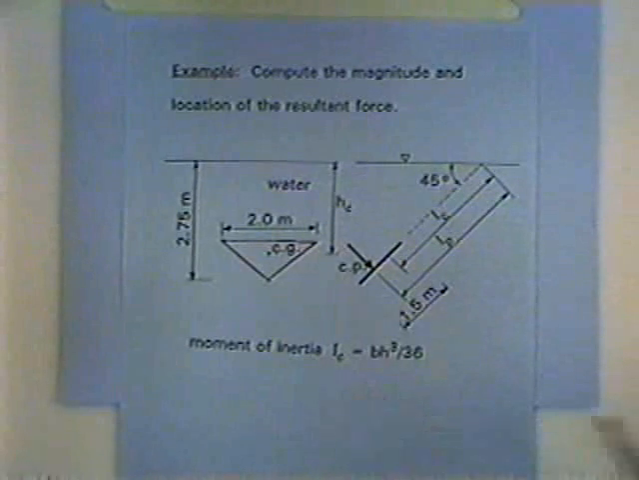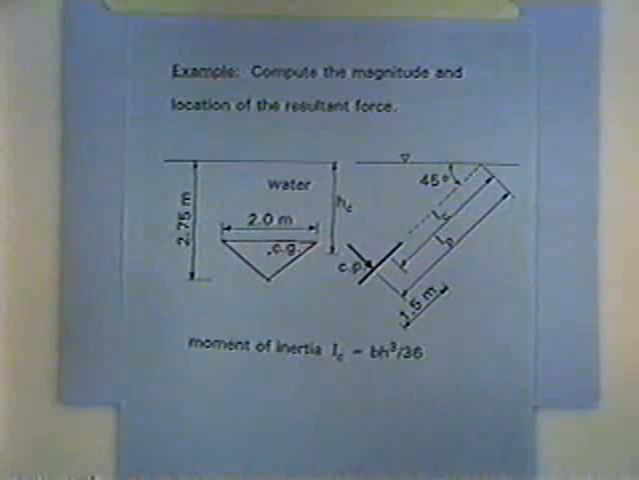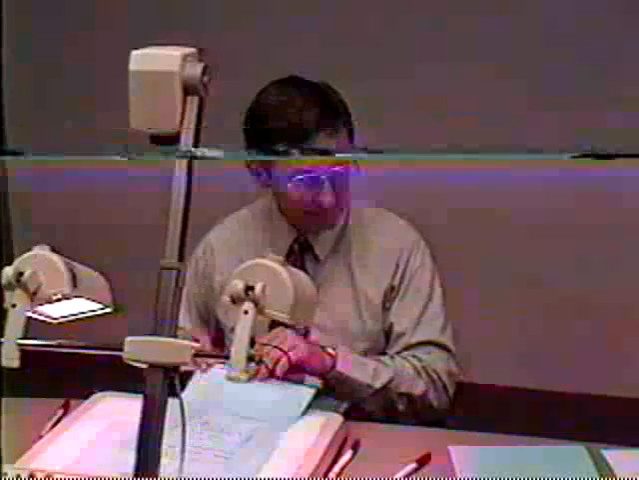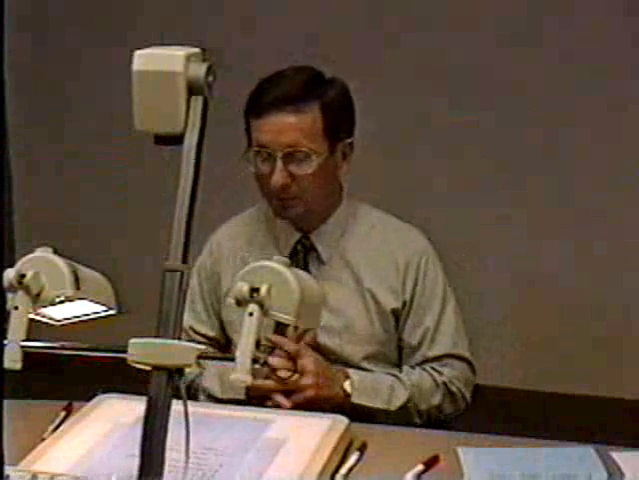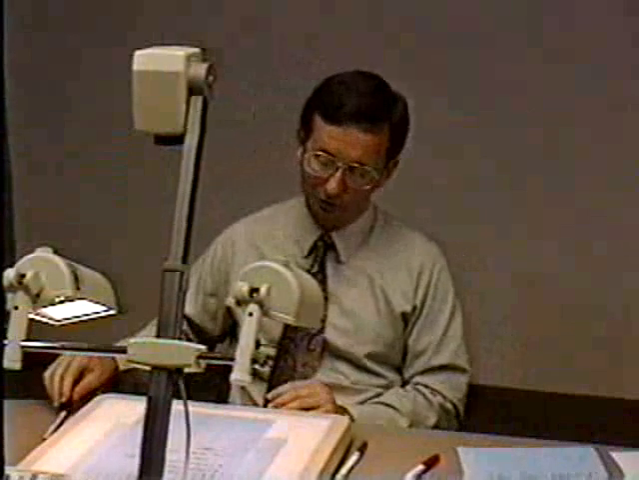Okay, moment of inertia is given here, and you can look at the tables in the different references for the moment of inertia for different types of shapes. For a triangle, it's given here as b h cubed over 36. And so we're basically dealing with a plug-the-numbers-into-the-equations problem here. And so let's plug the numbers in to compute the force, and then the location of the force.